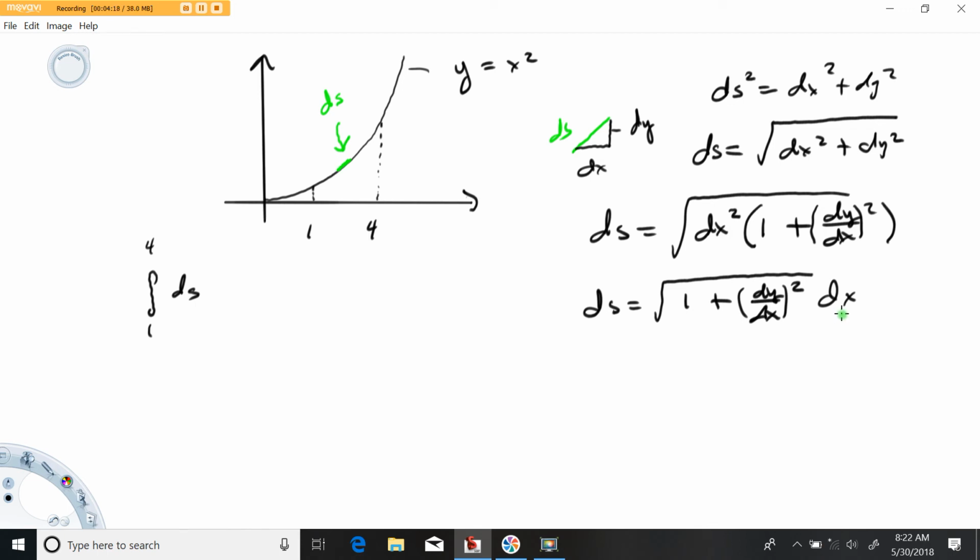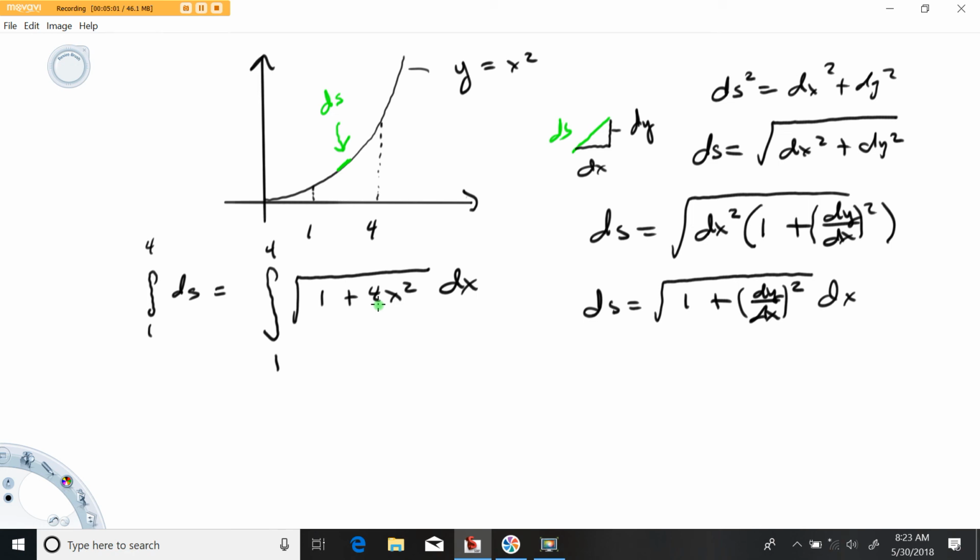Now, had we factored a dy out, we would get virtually the same thing, except under the radical we'd have 1 plus dx dy, the quantity squared. Which one you factor out depends on which way you feel like setting up the integral. So, getting to our integral here, this is going to equal the integral from 1 to 4 of the square root of 1 plus 4x squared dx. The 4x squared is coming from this term, dy dx, the quantity squared, and I'm looking right here at the function I'm using. Dy dx would be 2x, and then we're squaring that, so that'd be 4x squared.